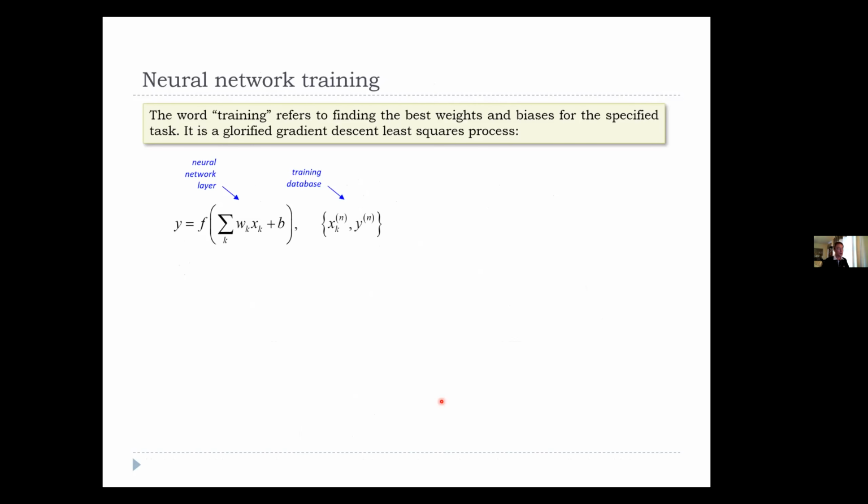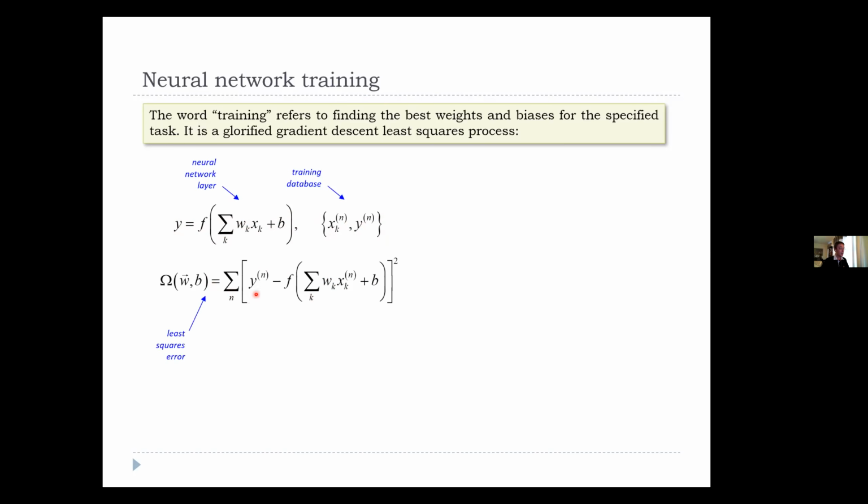Okay, so what about training? You've all heard about this, a great big amount of marketing around it. It's just basically least squares. There's nothing more to it. If we have just a simple case here of a single layer, then we know, for example, from a database, there's a set of inputs and there's a set of outputs, and we basically just least squares this with respect to the W's and the B's, and that's it.